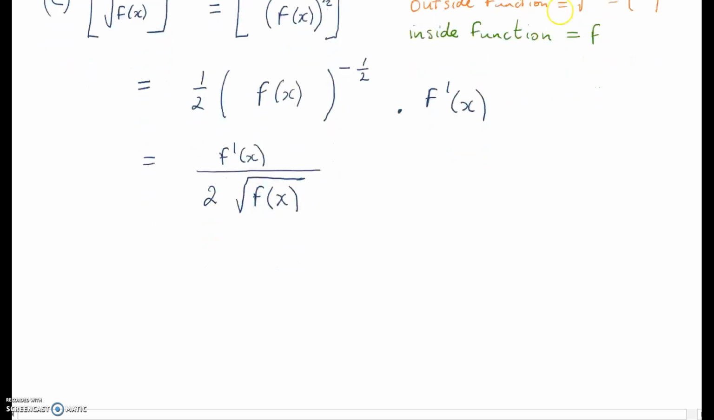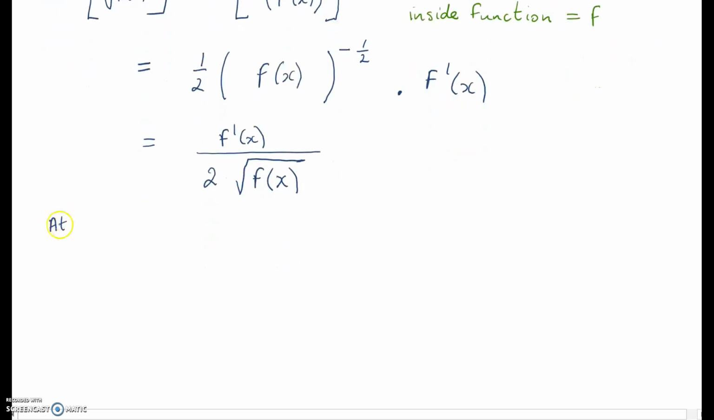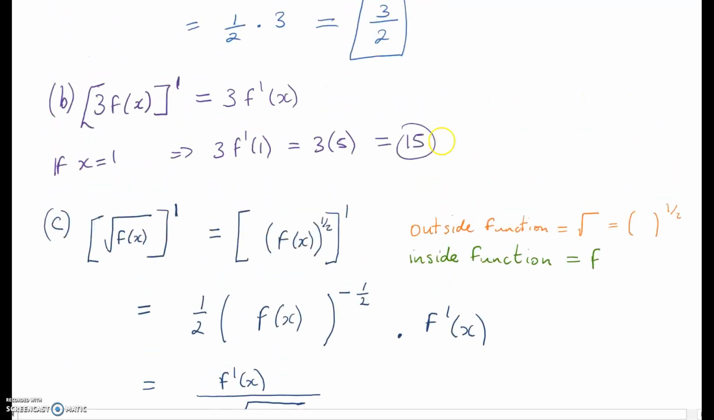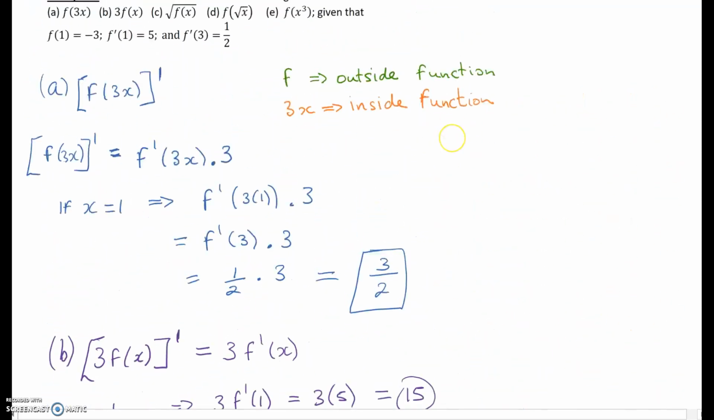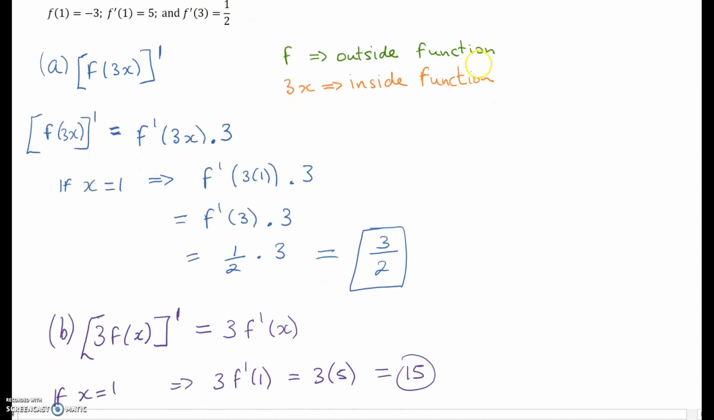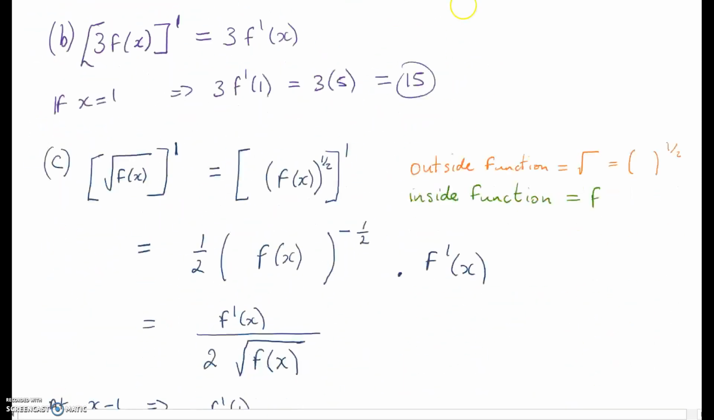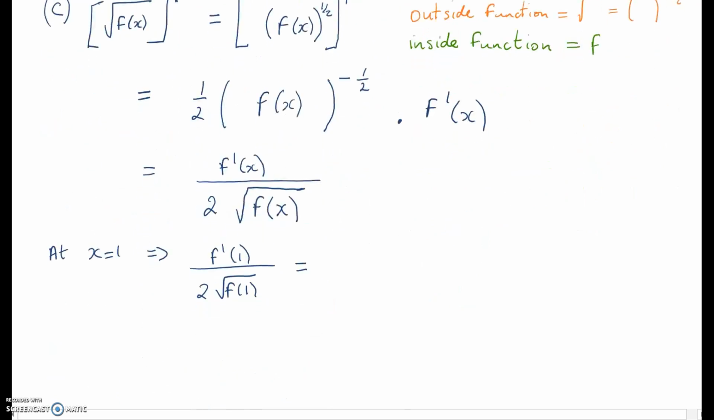Now, again, when x equals 1, this becomes f prime of 1 over 2 times the square root of f of 1. And if we look at what each of these were, f of 1 is negative 3, f prime of 1 is 5. So f of 1 is negative 3, and f prime of 1 is 5.